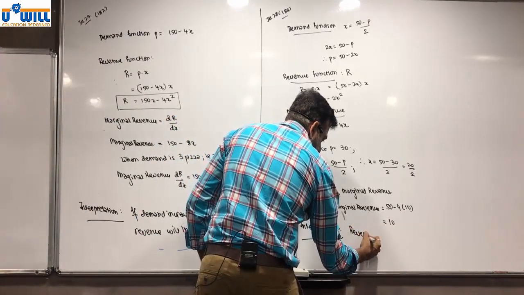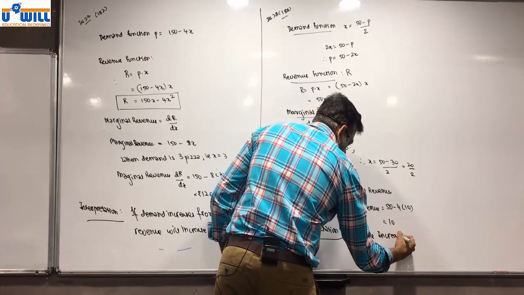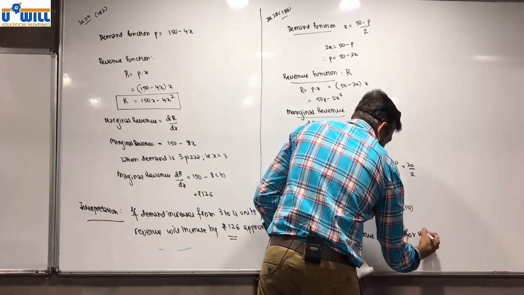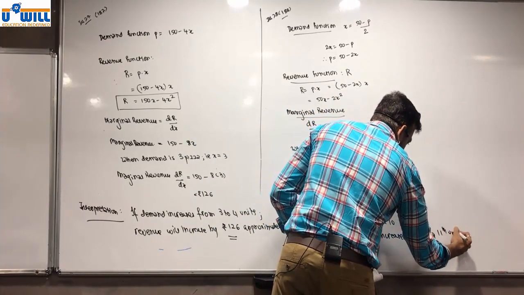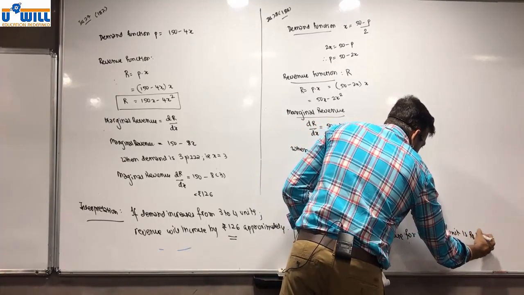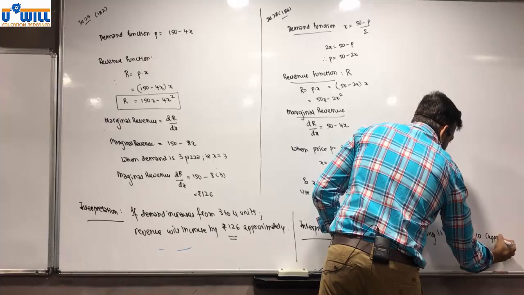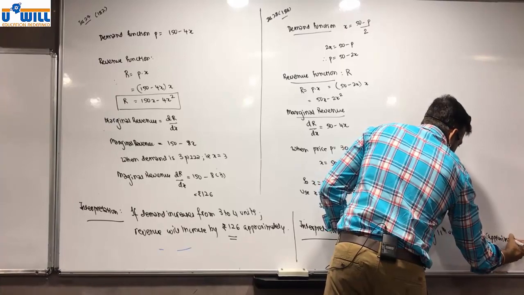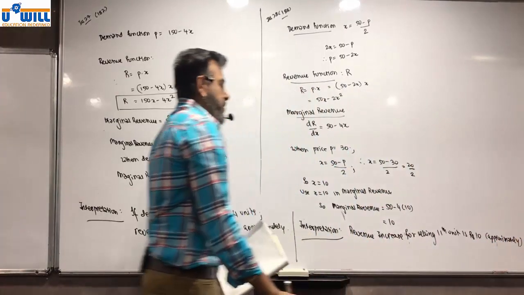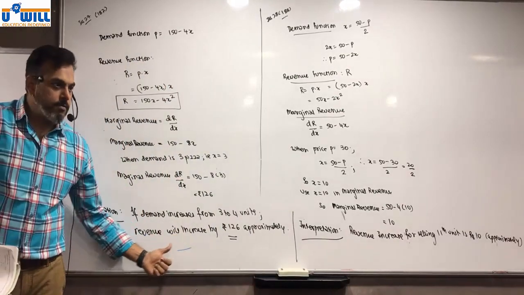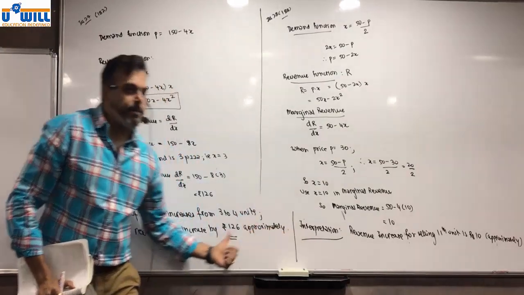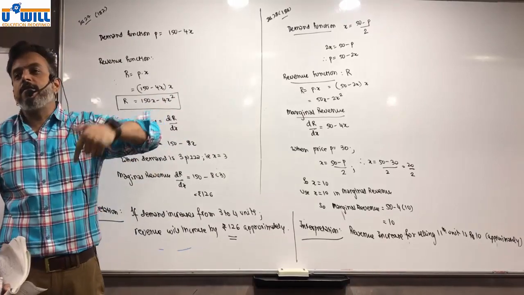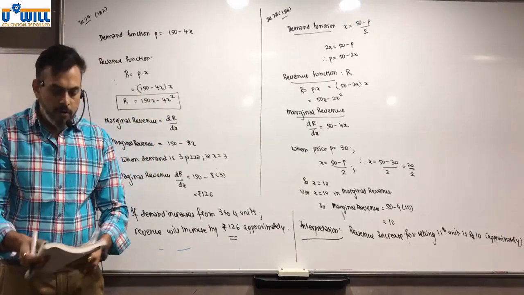Revenue increase for selling the 11th unit is rupees 10 approximately. You understood both of these interpretations? Okay, here it is given in short, but it means that if the units go from 10 to 11, what will the increase be? Revenue will increase by rupees 10. Understood this? Okay.